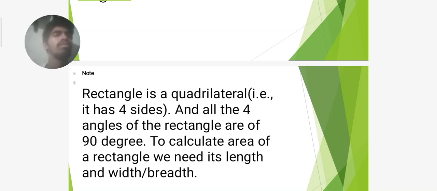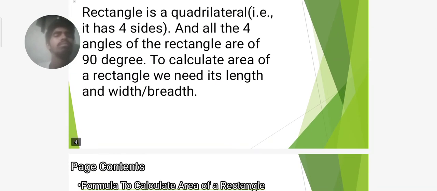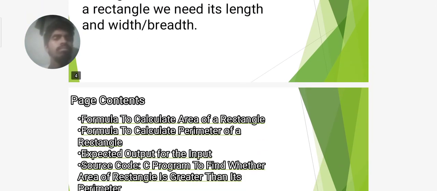First thing we have to note down: a rectangle is a quadrilateral, that is, it has four sides. Opposite sides are equal, and all four angles of the rectangle are 90 degrees. In every corner we can observe 90 degrees. To calculate the area of the rectangle we need its length and width, or breadth.